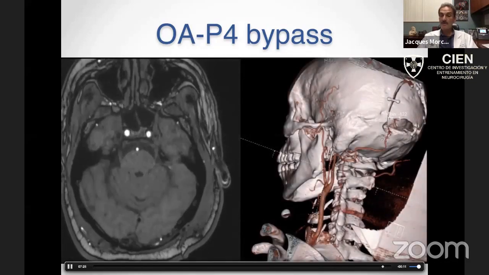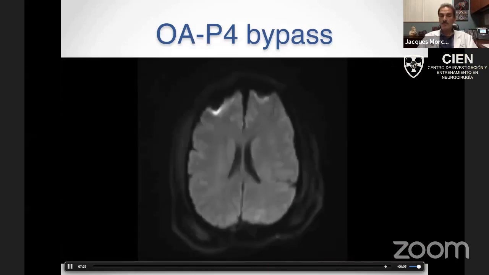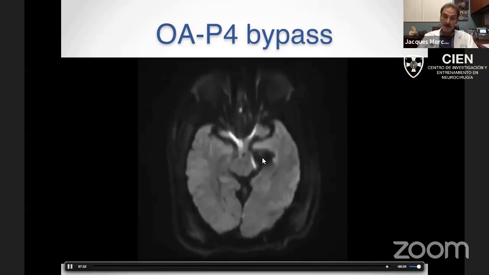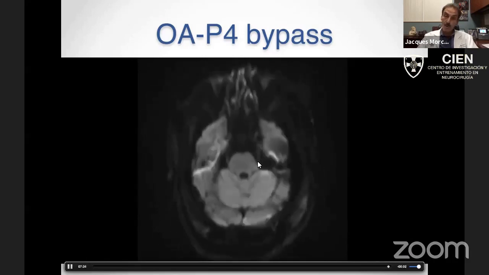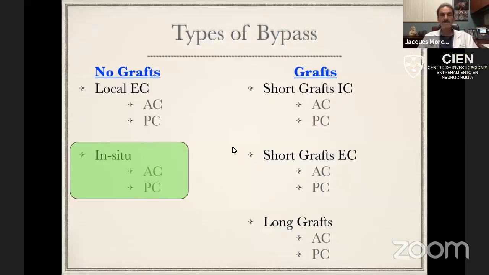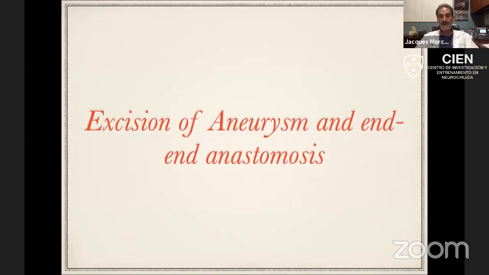So please remember this technique for posterior circulation aneurysms of the PCA territory. There was a small stroke with actually the coiling and the coil occlusion of the PCA that did not result in a significant clinical deficit. Next cell is the in situ bypasses. Let's give you some examples of anterior circulation in situ bypass.